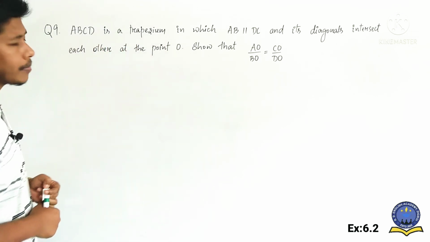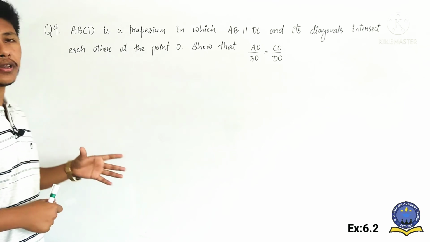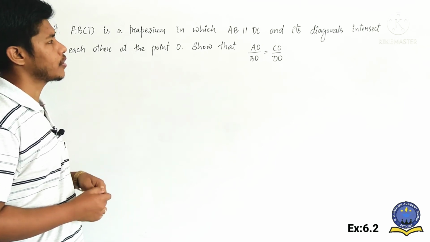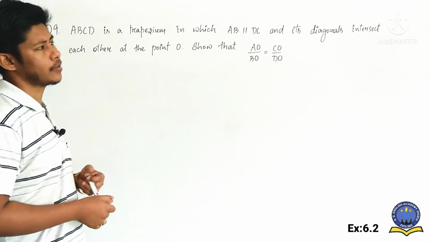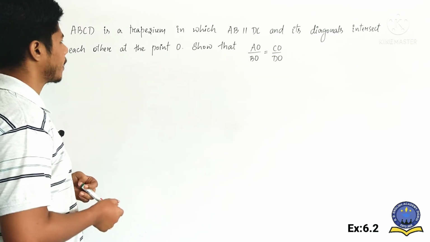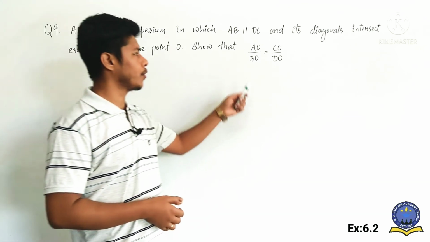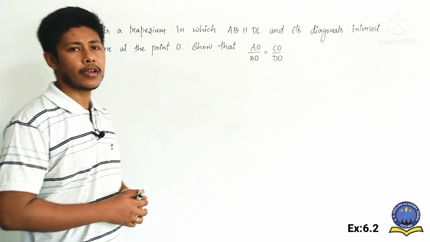ABCD is a trapezium. All of you know the property of a trapezium, opposite sides are always parallel. So, a trapezium in which AB is parallel to DC and its diagonals intersect each other at the point O. These two conditions are given, and now we need to prove AO by BO equal to CO by DO.